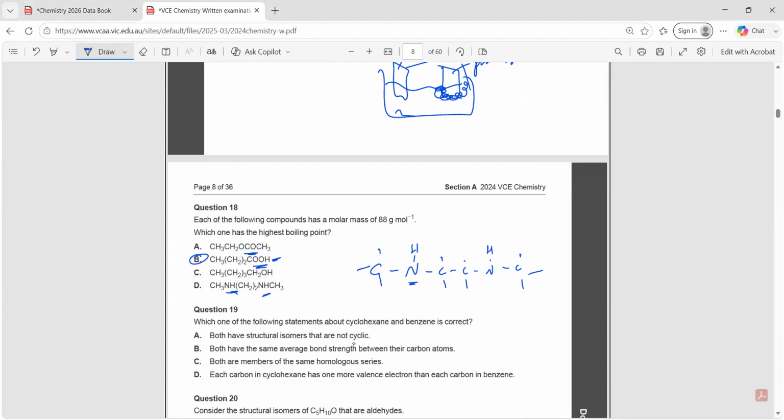Both have structural isomers that are not cyclic. That is true. Both have the average bond strength. No. Both are members, no. They're not part of the same homologous series, because they don't even have the same functional groups. And then each carbon, I'm pretty sure they actually have the same amount of valence electrons. Okay, the A.